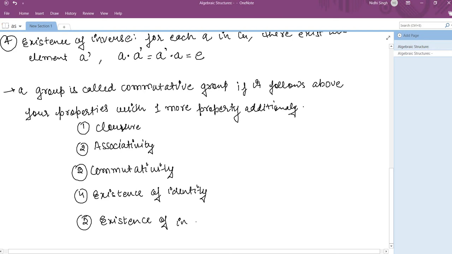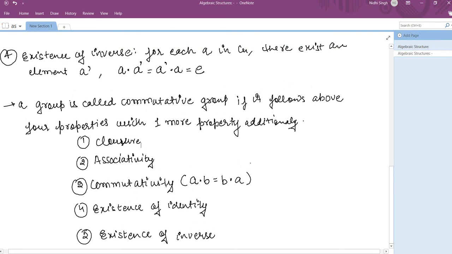Otherwise, if four properties are satisfied and commutativity is not satisfied, then it is a group only. What does commutativity say? It says if A and B are elements of the group, then the binary operation between these two elements should satisfy A dot B equal to B dot A. That is the rule of commutativity. For the understanding point of view, I am taking one example.